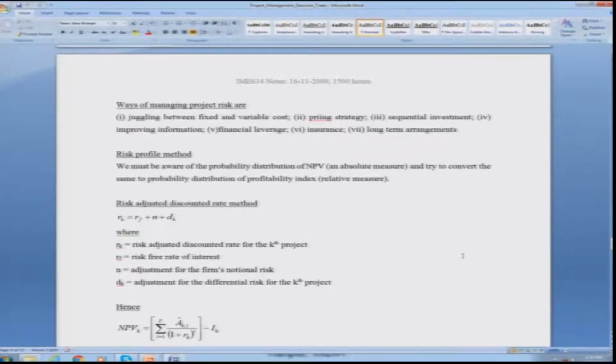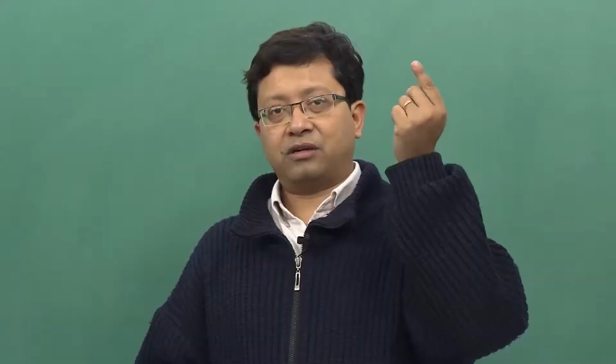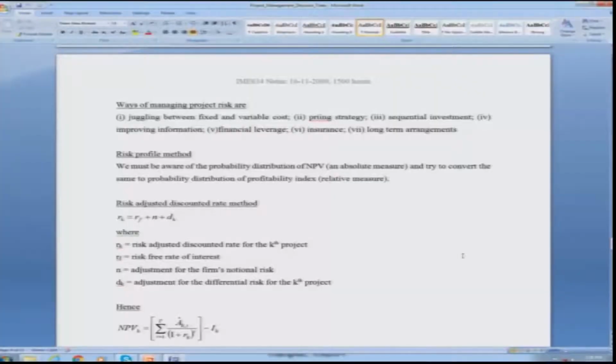You have different types of concepts of sequential investment, improving information. That means you get better information. You have financial leverages. If you remember the financial cost, the internal rate of return, the fluctuating rates, and all these things. We will come to that with a set of 5 to 6 different types of problems. You can take the concept of insurance into the picture such that you reduce your risk. You can go for long term arrangements of borrowing and lending in order to minimize the overall risk.